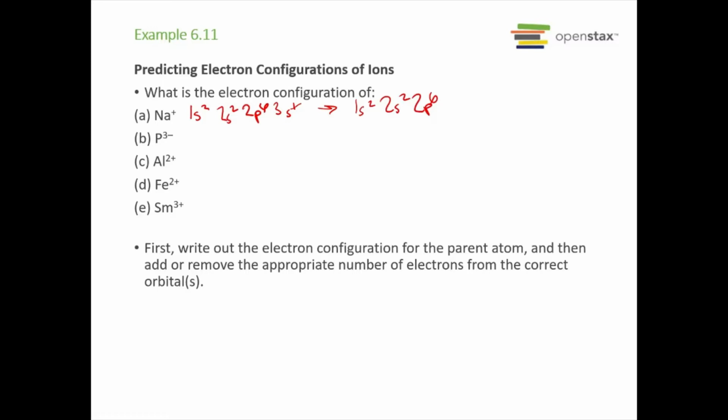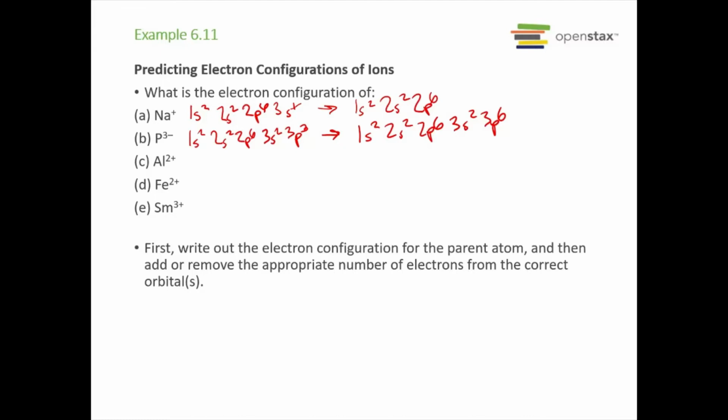Phosphorus normally has 15 electrons, so it would be 1s2, 2s2, 2p6, 3s2, 3p3. And we're gaining 3 electrons, and they're going to go into our outermost shell using the Aufbau principle. We can fit 3 more electrons in the 3p orbital, so that's where they're going to go. 1s2, 2s2, 2p6, 3s2, 3p6.